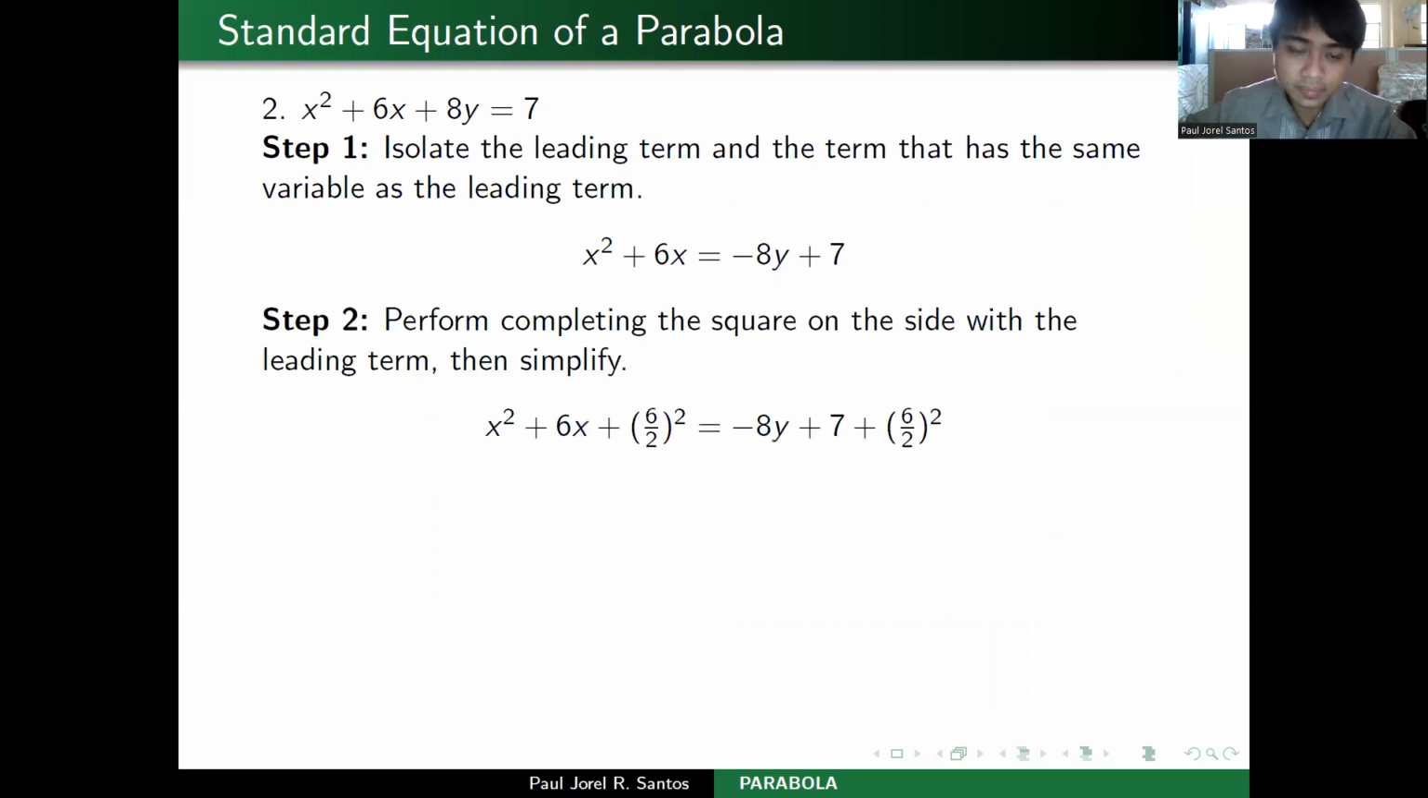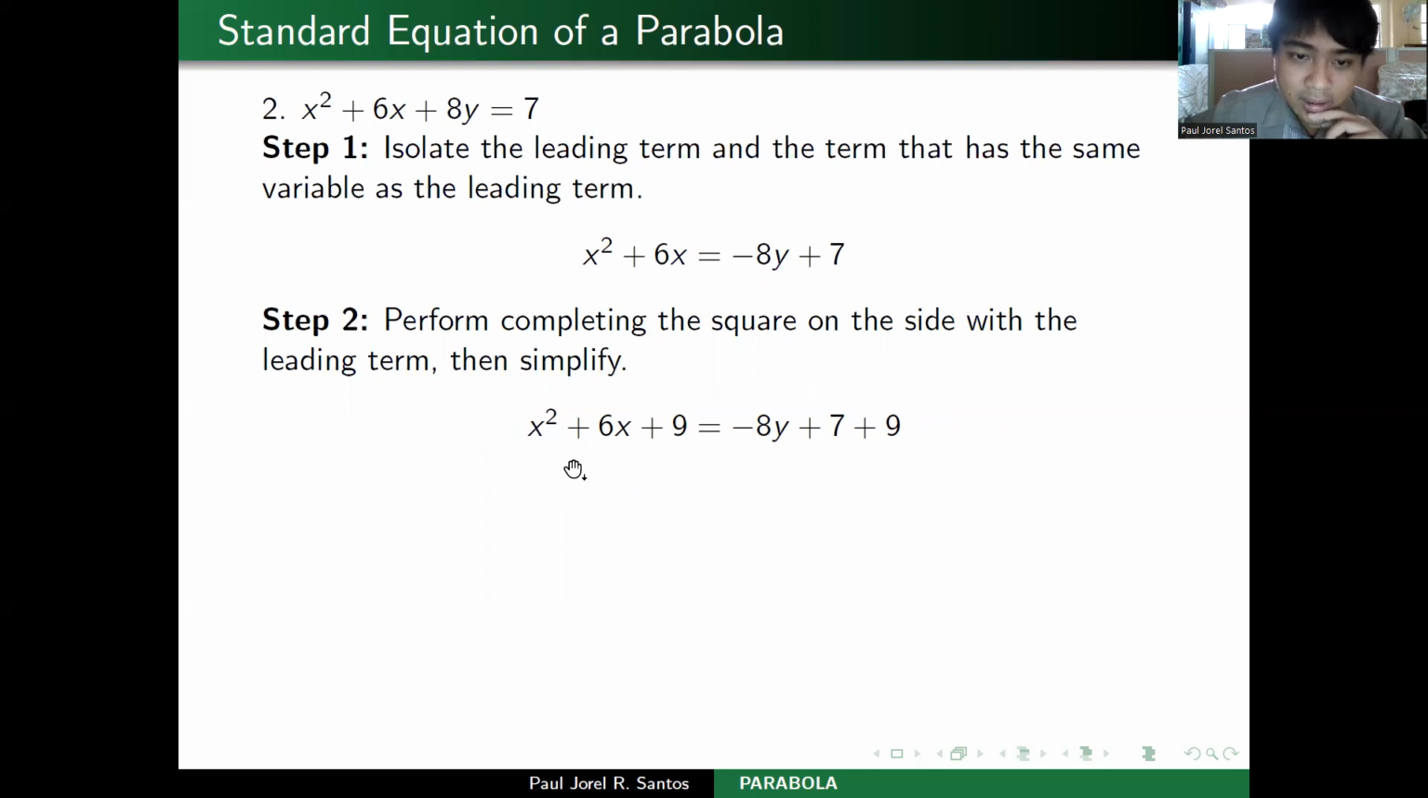Completing the square, okay, I just add 6 over 2 quantity squared, or the quotient of 6 and 2 multiplied by itself. I just add it to the left and the right side of the equation. Because as I have said, perform completing the square on the side with the leading term. And then we also need to add it to the right side for them to be equal. And 6 over 2 squared is just 9. Now, after doing so, we will just add 7 and 9, that will be 16.